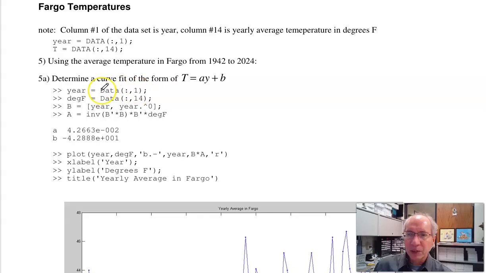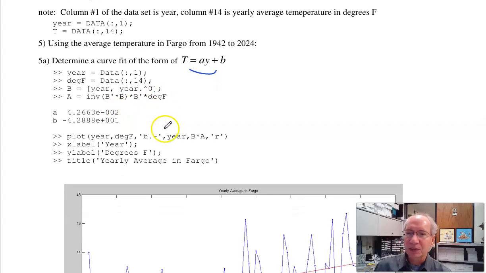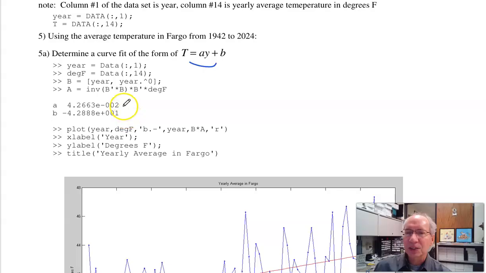So here, first column is year, 14th column, I call it degrees F. My basis for linear curve fit is just year and 1. Same trick as before, anything to the 0 power is 1. To solve for constants, it's inverse of BᵀB, Bᵀ times Y, or degrees F in this case. And there's my constants. There's the slope, there's the offset.